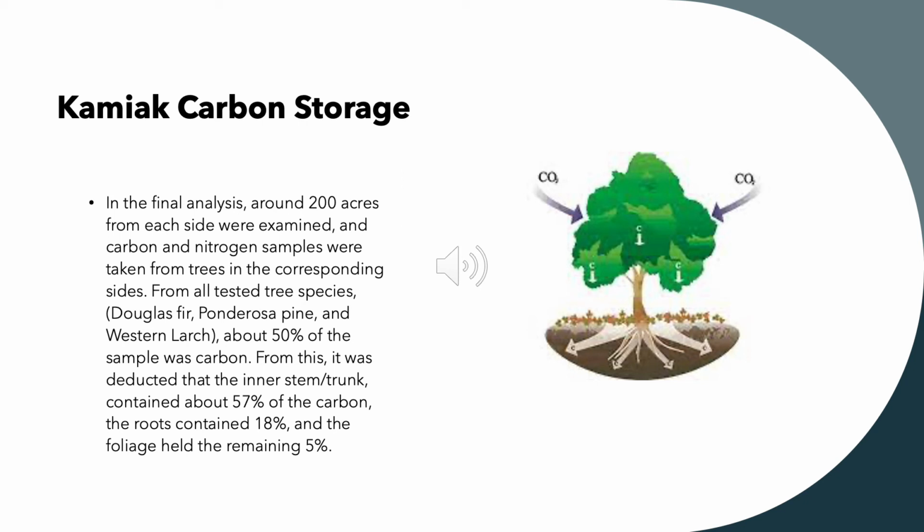In Kamiak Butte's case, an experiment was set up to where around 200 acres from each side were examined and carbon and nitrogen samples were taken from trees in the corresponding sides. From all tested tree species, Douglas fir, ponderosa pine, and western larch, around 50% of the sample was carbon. From this, it was deduced that the inner stem and trunk contained about 57% of the carbon, the roots contained 18%, and the foliage held the remaining 5%.